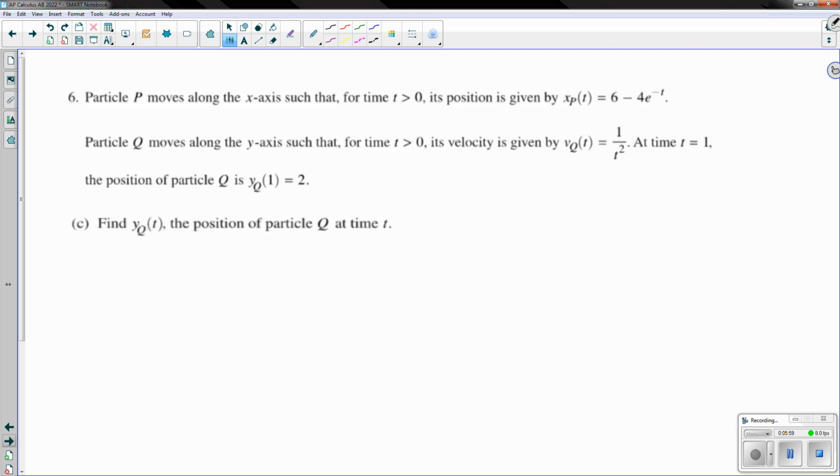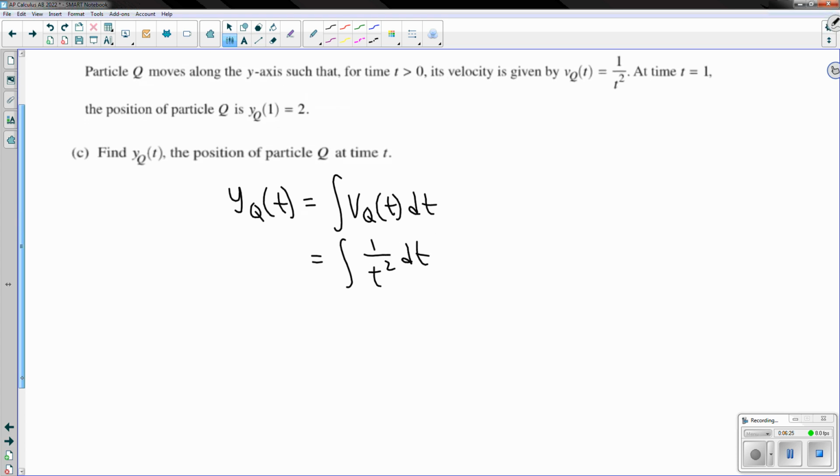Find the position of Q at time t. Okay, so the position is going to be found by integrating the velocity. So yQ of t is going to be found by integrating vQ of t dt. So vQ is 1 over t squared dt. Reformat as a power function again, t to the negative 2 dt.